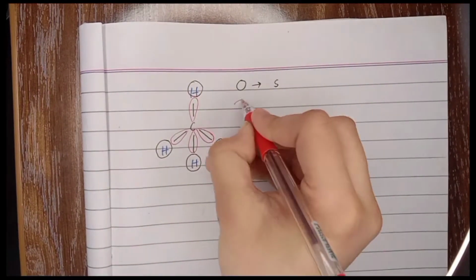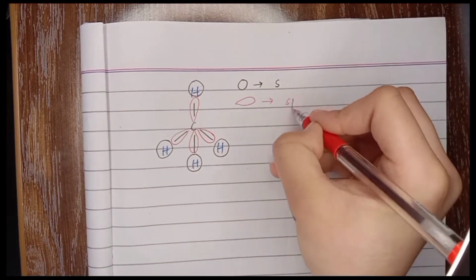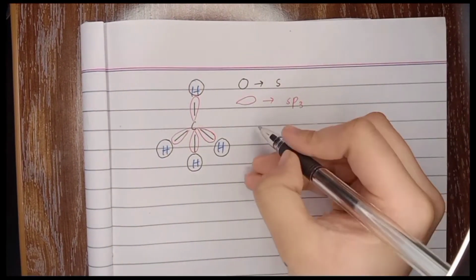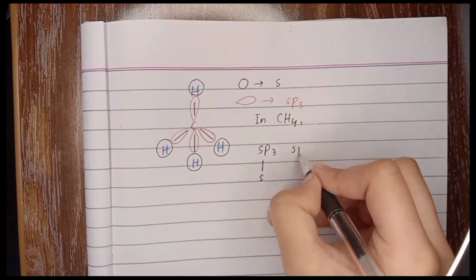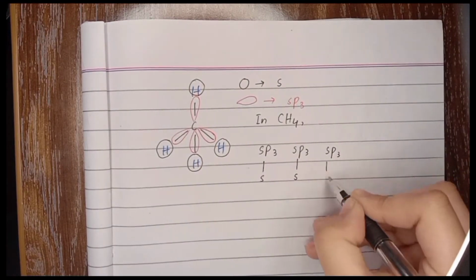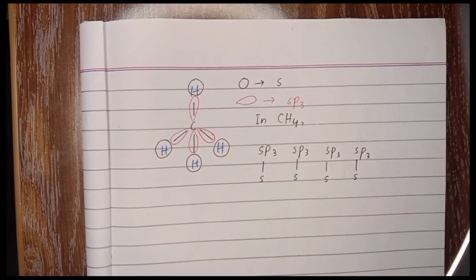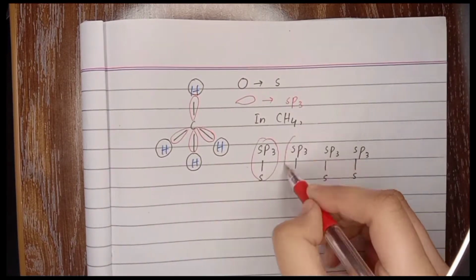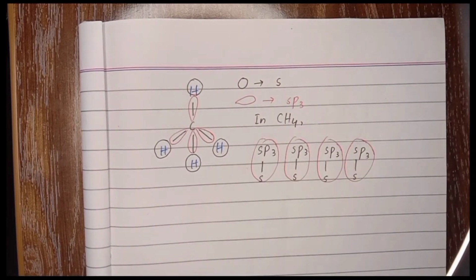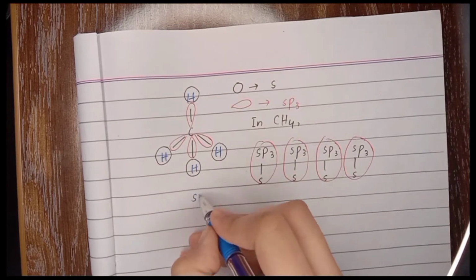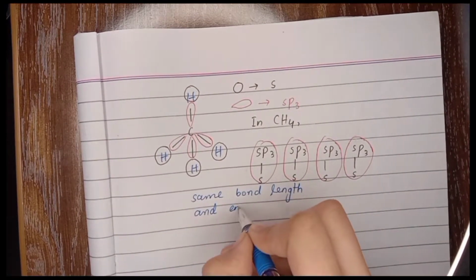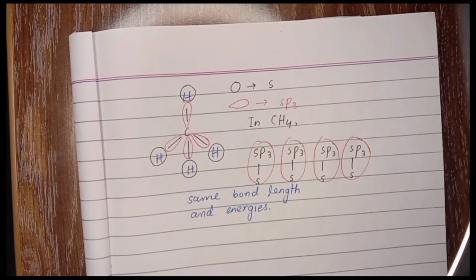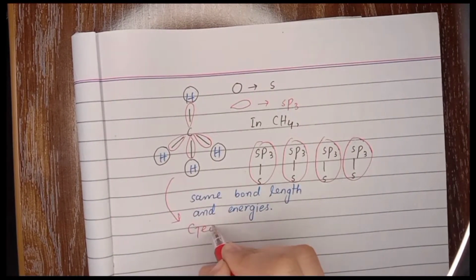These small circles are for s orbitals, and the lobe-shaped orbitals are the sp3 hybridized orbitals. Here in CH4, the sp3 orbitals after hybridization will overlap with the s orbitals of the hydrogen, and here a bond will be formed. This is the chemical bonding explained on the basis of hybridization. This was a basic overview of the hybridization theory.